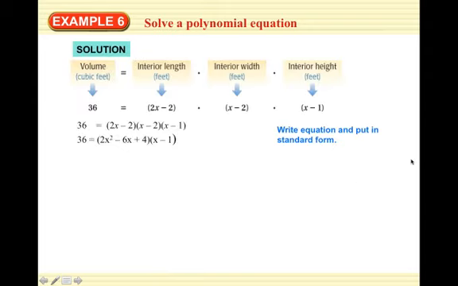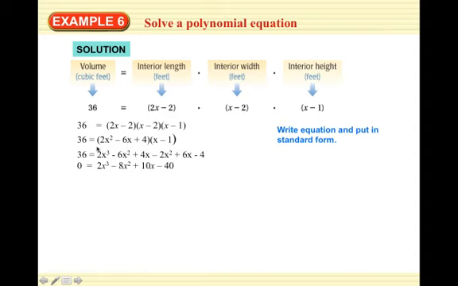We're going to write the equation and put it in standard form, which means we're going to do some multiplying. We're going to FOIL the 2x minus 2 times the x minus 2. So we get 2x squared minus 4x minus another 2x, so that gives us minus 6x. Minus 2 times minus 2 gives us plus 4. And then we need to multiply by x minus 1. So that's going to give us 2x cubed minus 6x squared plus 4x minus 2x squared plus 6x minus 4.